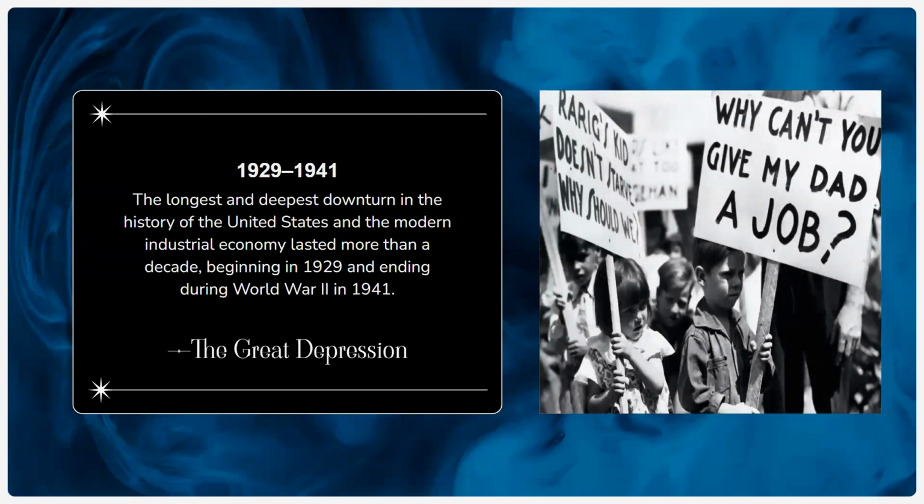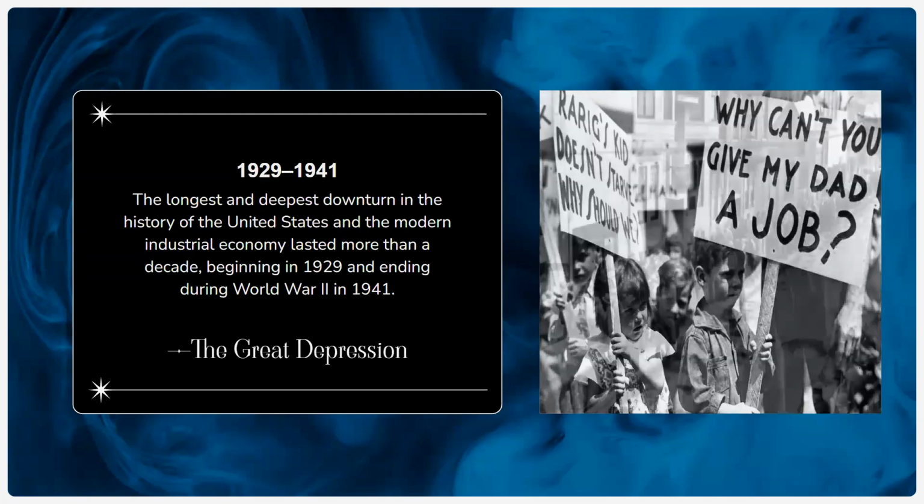And those people held up signs in just the average places in cities in America. They would hold up signs: Why can't you give my dad a job? I mean, almost nobody had regular jobs anymore. If you had a job, it was like you were dang near Superman at this point.